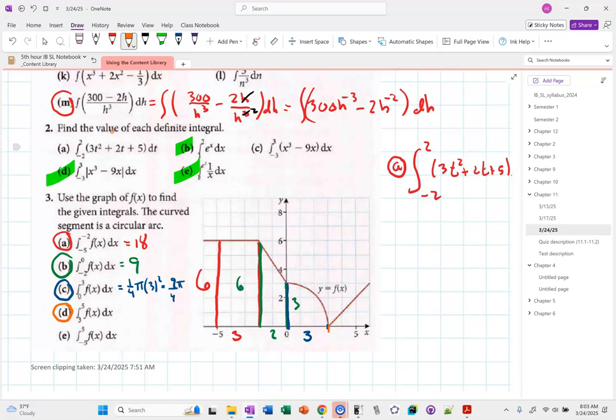Yes. And the next one is from 3 to 5. So what shape do we have there? It's a triangle, which is 1/2 base times height. So 1/2 of 2 times 2.